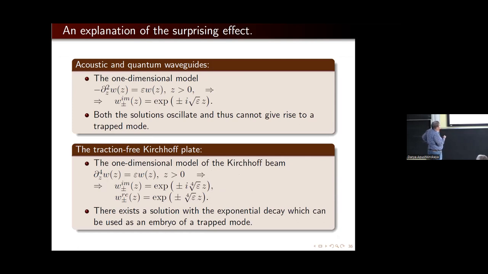If you consider a one dimensional model problem, you just reduce everything to the cross section. Then it is a second order equation, and we have the following oscillating waves. And of course, these waves cannot give rise to a trapped mode, which has to be decaying at infinity. In the case of a traction-free Kirchhoff plate, the model problem is the famous Kirchhoff equation. It's fourth order, and there appear two oscillating waves and two waves with exponential growth and decay at infinity. And starting with this decaying wave, it's possible to create a decaying solution of the problem. So it can be taken as an embryo for the trapped mode. Okay.